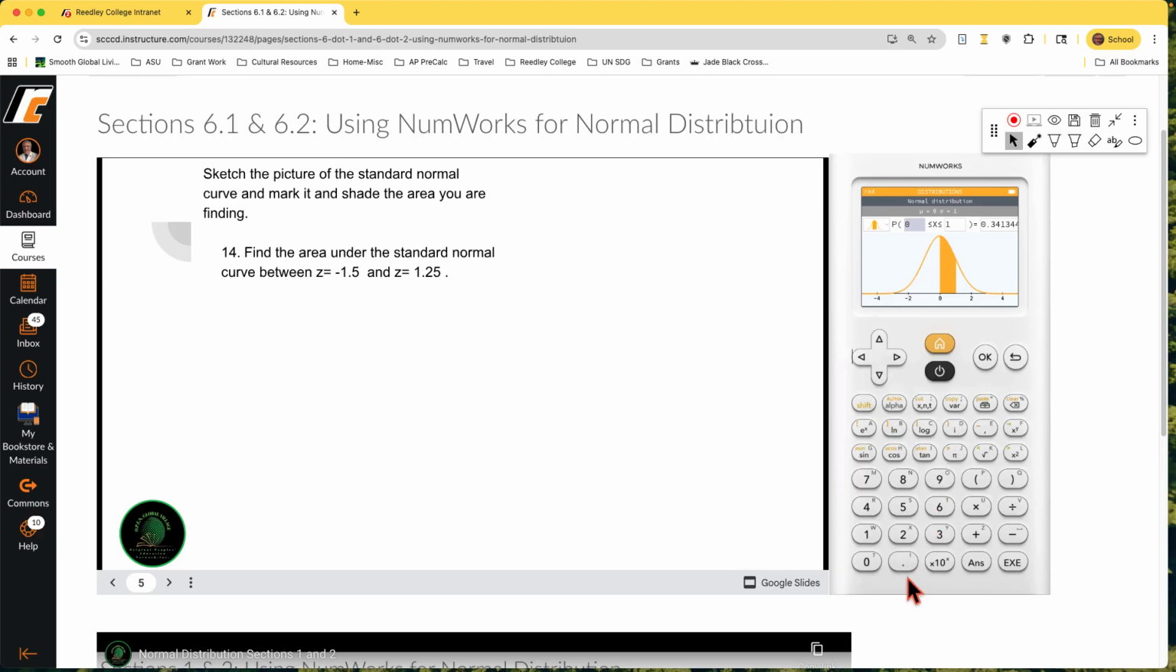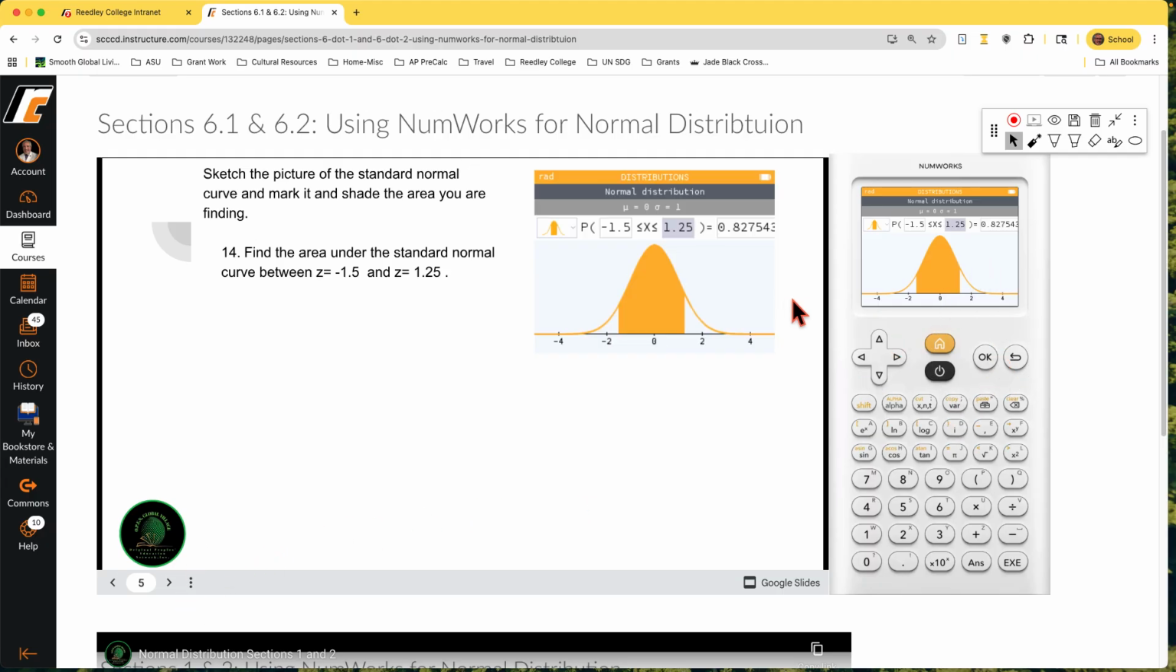So we arrow over and put the smallest value first: minus 1.5, which is below the mean. Then we put positive 1.25, which is above the mean. And that gives us our answer of 82.8%, depending upon what we need to round it to. So our answer is 0.828 or 82.8%. Okay? So not that much harder.